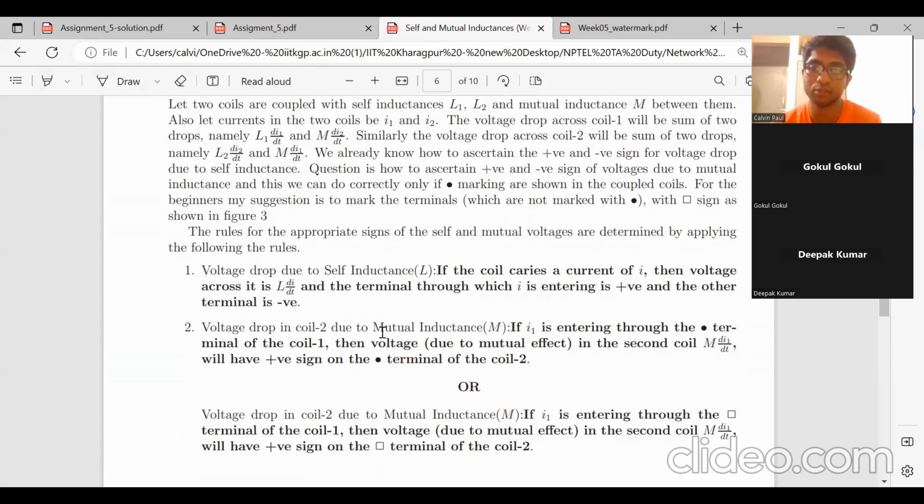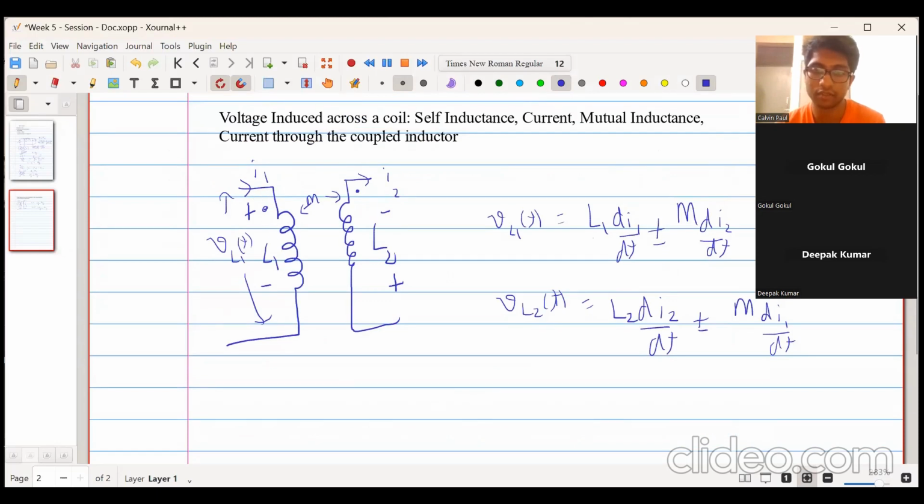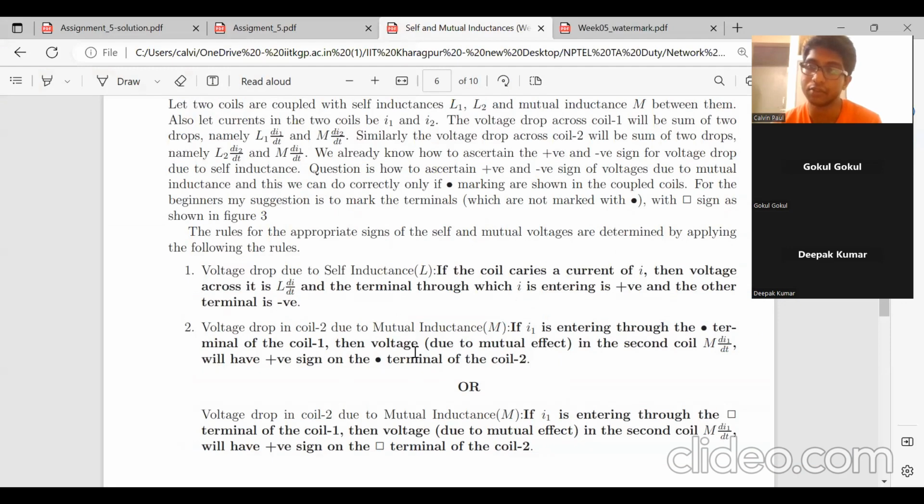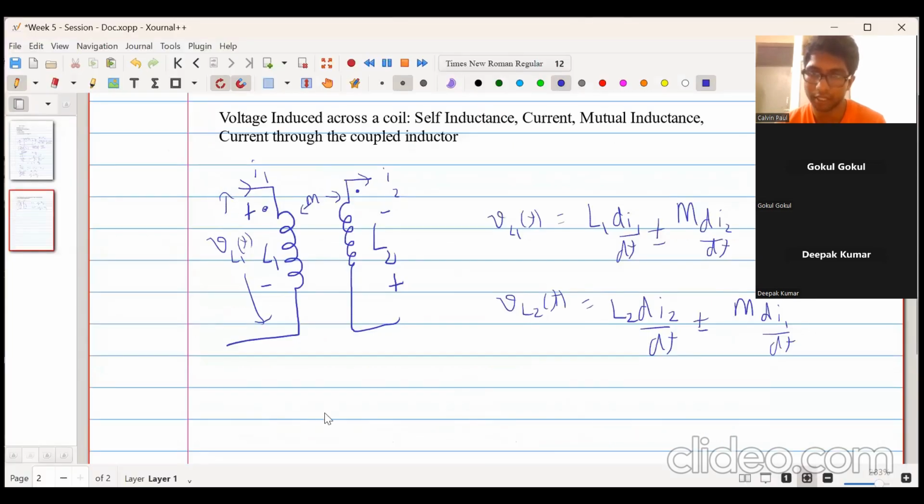Similarly, voltage drop in coil 2 due to mutual inductance M. If this I1 is entering the dot terminal, let's see over here, I1 is entering the dot terminal of this coil L1. Then the voltage induced due to mutual effect in the second coil, M into di1/dt, will have positive sign on the dot terminal of coil 2. Because there is a current I1 flowing over here entering the dot terminal, a voltage is induced in the secondary side with positive polarity over here and negative polarity over here, and it is given by M into di1/dt. That is the voltage induced due to mutual inductance or coupling between the two coils.